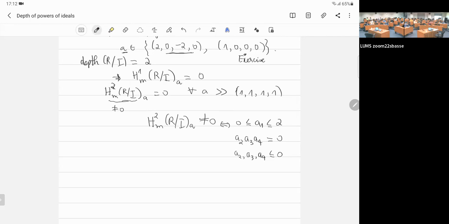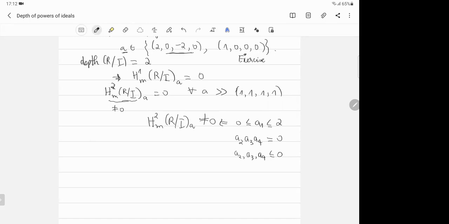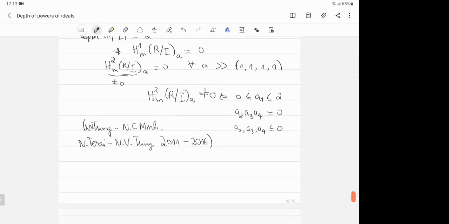So, what is a good reference for this theory? I think various papers by Nguyen Chung, and Nguyen and Terai, Naoki Terai and Nguyen. I'm not sure which paper, but papers by these people, maybe between 2011 and 2016, you should find a discussion of this, but I'm not sure. This is good to think about.